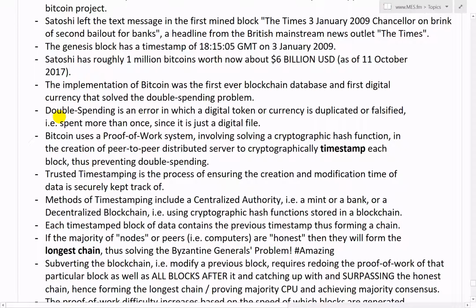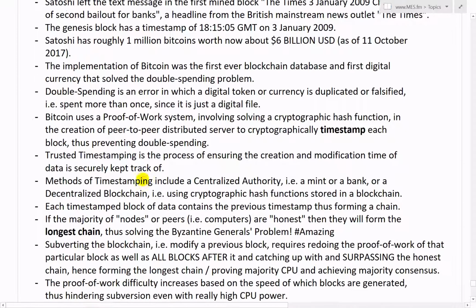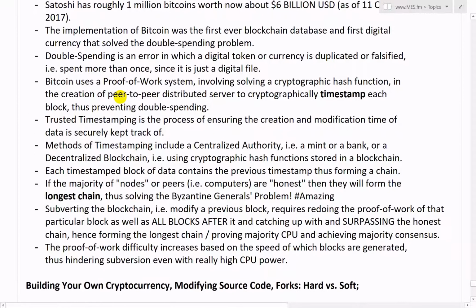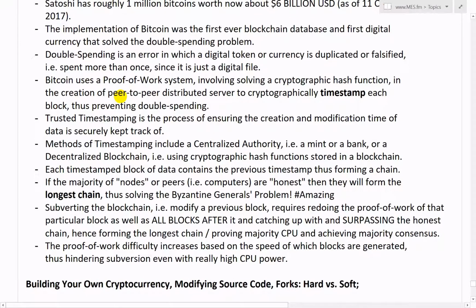The implementation of Bitcoin was the first ever blockchain database and first digital currency that solved the double spending problem. Double spending is an error in which a digital token or currency is duplicated or falsified. You could spend more than one, since this is just a digital file. You just copy it multiple times.